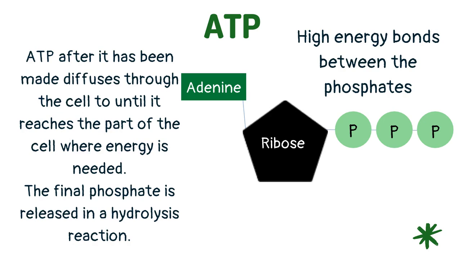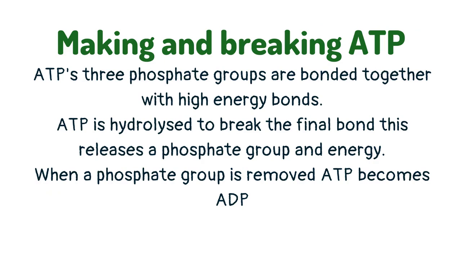ATP, after it has been made, diffuses through the cell until it reaches the part of the cell where energy is needed. The final phosphate is released in a hydrolysis reaction. ATP's three phosphate groups are bonded together with high-energy bonds. ATP is hydrolyzed to break the final bond. This releases a phosphate group and energy.